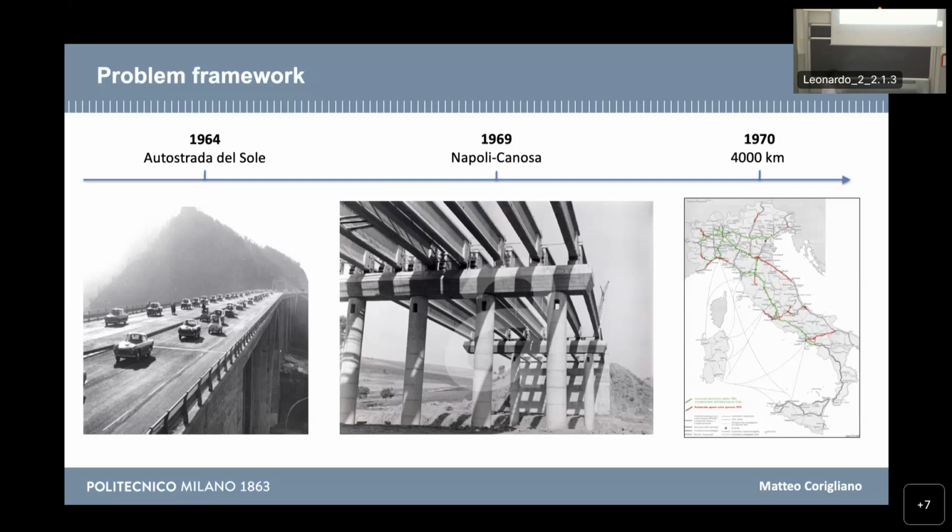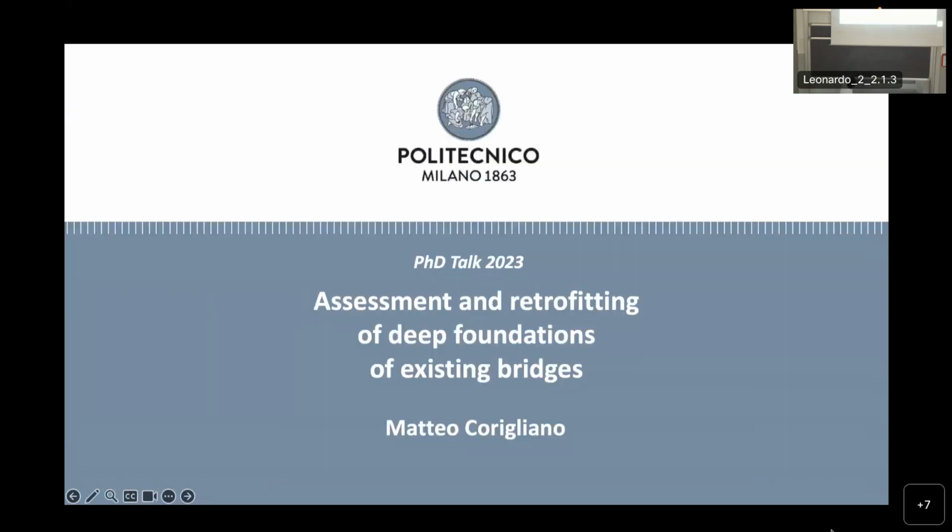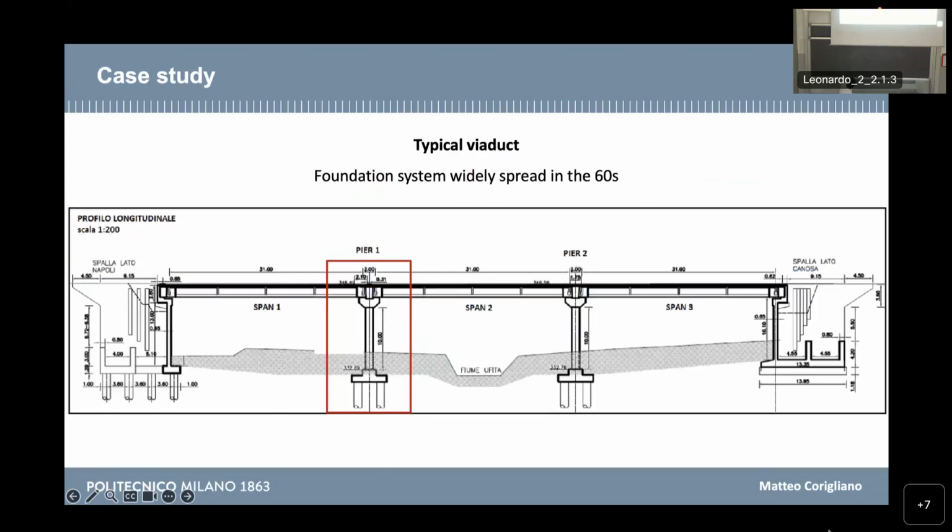And the reassessment, in particular of the viaducts, and in this special case, for this talk, we will talk about the foundations of these existing bridges that at that time were not so much considered. And this is a typical situation of a viaduct with typical foundations used in these years.